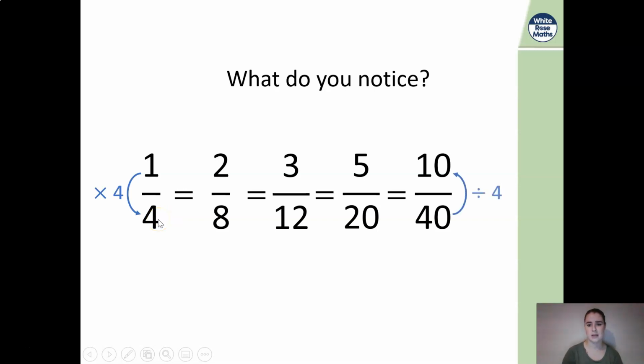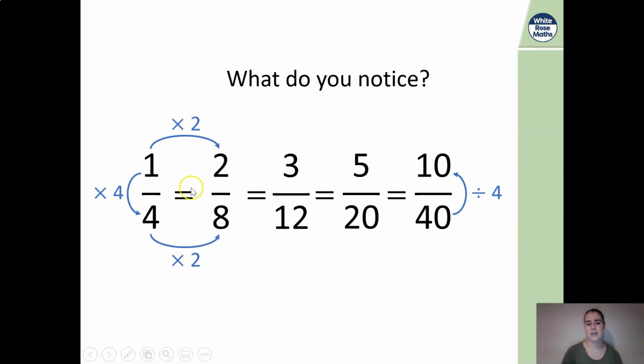So now I need to think, this time round here, I then divided it. So I need to think, well, how did I get from 4 to 8? And I know I multiplied it by 2. So whatever I do to the denominator, I do to the numerator. So to get from 4 to 8, I multiplied it by 2.